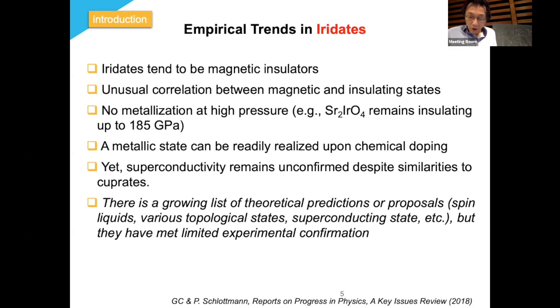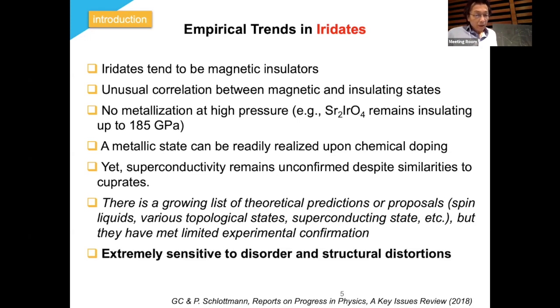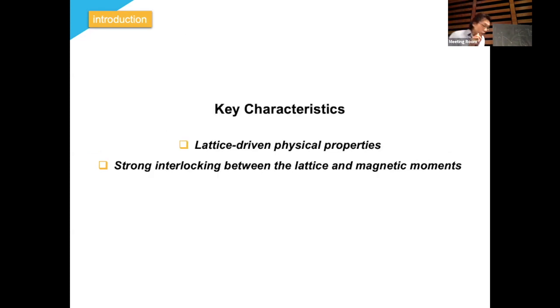We think this discrepancy is in part due to this type of material being extremely sensitive to disorder and structural distortions. This is one of the major features of these systems, and it's something we do not often see in other materials, for instance the 3D transition metal oxides. This is certainly a challenge for this type of study, but it also gives us an advantage: we can control physical properties by controlling the lattice.